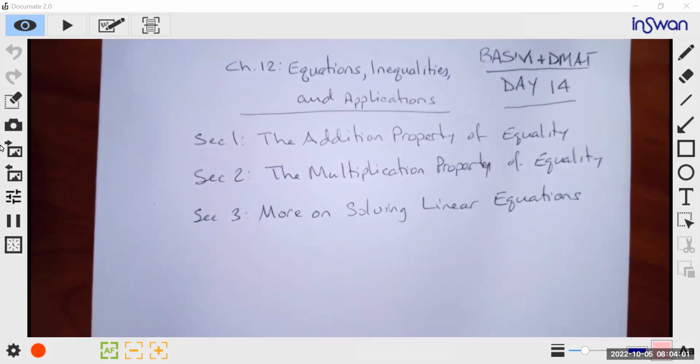All right, chapter 12 deals with equations, inequalities, and the applications of equations and inequalities. Section 1 deals with the addition property of equality. Section 2 deals with the multiplication property of equality. And then section 3, we go a little bit further in other techniques in solving linear equations.